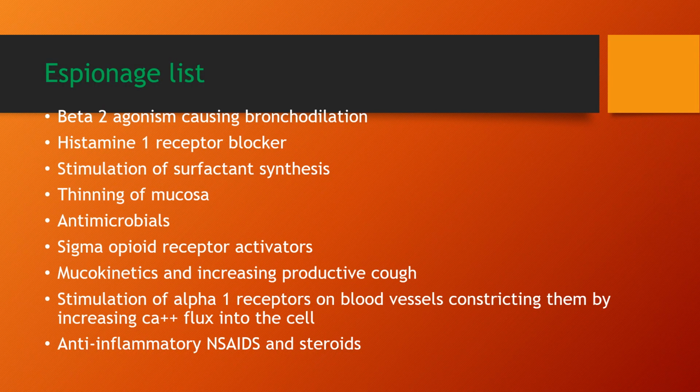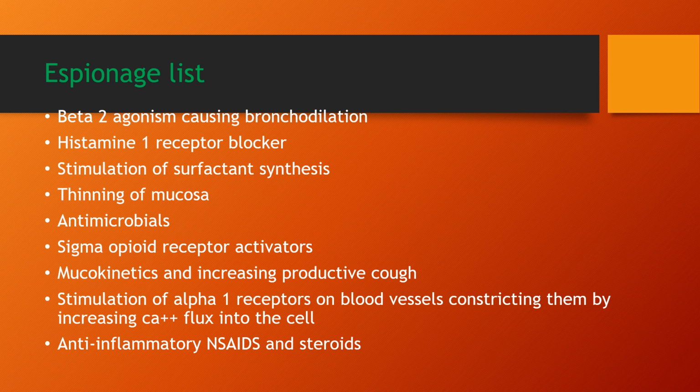So now getting down to the main subject, how we tackle this problem of cough. Here's a summary of what we are going to see now. First, we look for beta 2 agonism causing bronchodilation. So beta 2 receptors are on the bronchial smooth muscles.